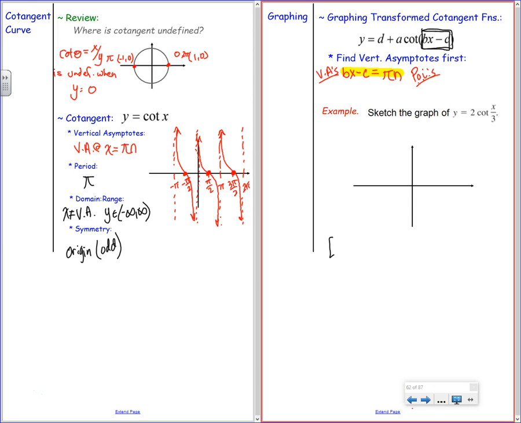Point of inflection is going to be the exact same as tangent in that once you get the vertical asymptotes, which will be different than tangent because they're shifted, we can still go halfway between the VAs, between the vertical asymptotes, at y equals d, if it's there. Almost always, tangent and cotangent very rarely get vertically translated. But if they are, we'll know what to do. Points of inflection will always happen halfway in between.